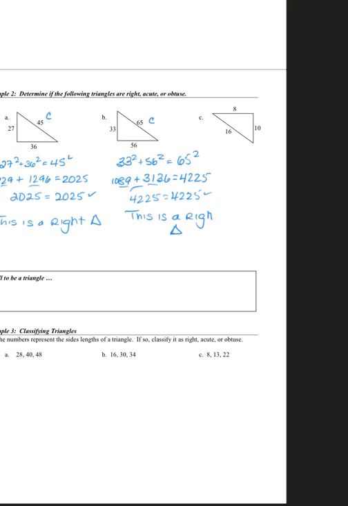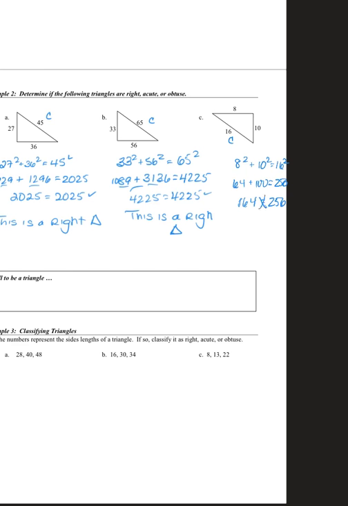All right, last one of those. Again, the first thing we're going to do is figure out which number is the C. The 16 is the biggest number. So 8 squared plus 10 squared equals 16 squared. So we get 64 plus 100 equals 256. When I add the two numbers together, I get 164 equals 256, which we know is wrong.